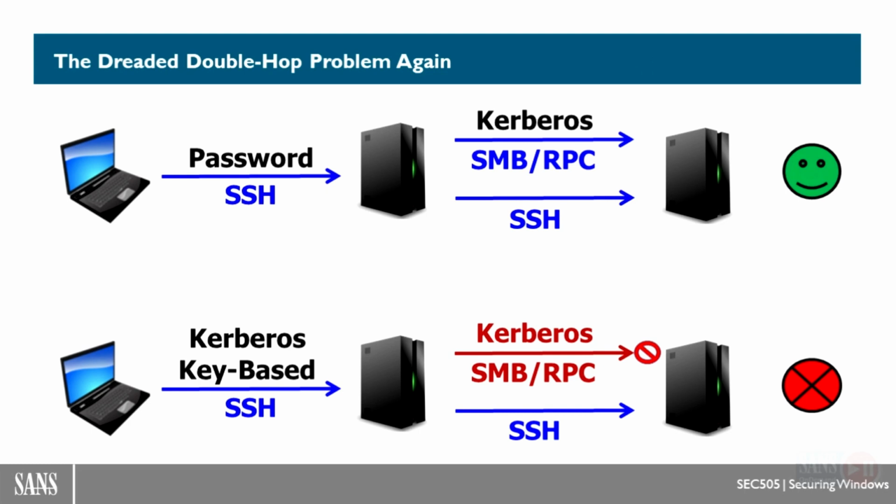But notice that the SSH connection does succeed. I authenticate to the jump server with Kerberos or a public-private key pair. I can go through SSH to access the third server on the right-hand side. But there's a restriction here. I have to use key-based authentication to make it work.